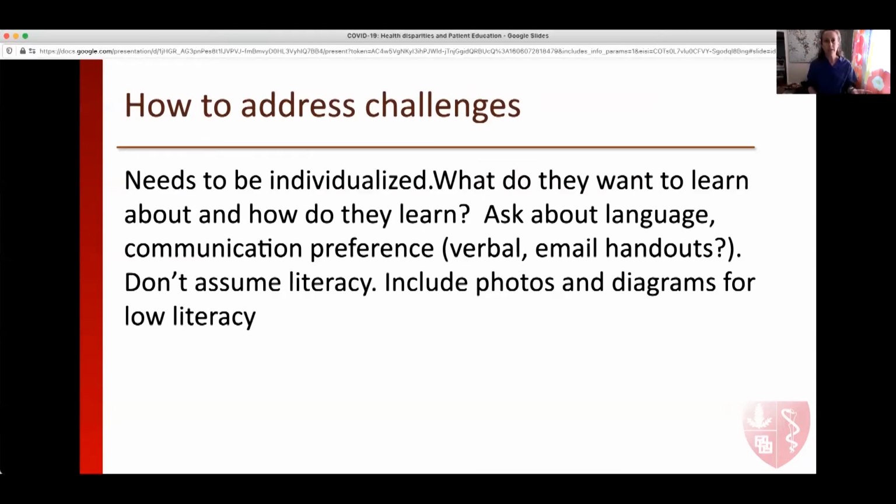And don't assume literacy. Whenever you have handouts, try to include photos and diagrams so that people of low literacy can access information as well.